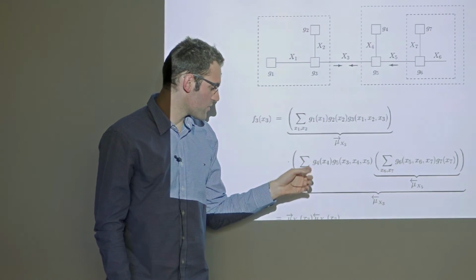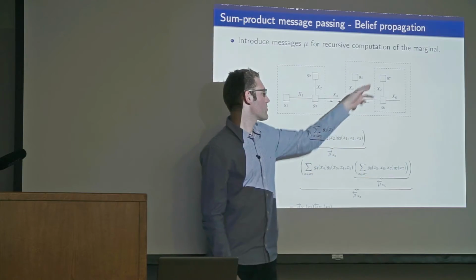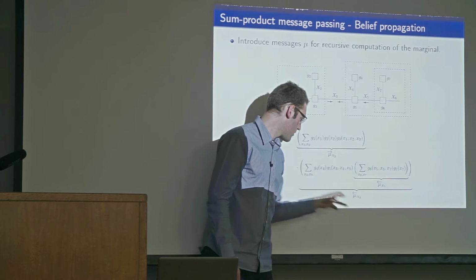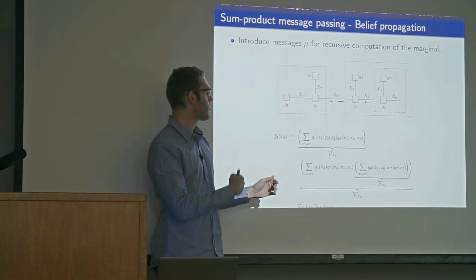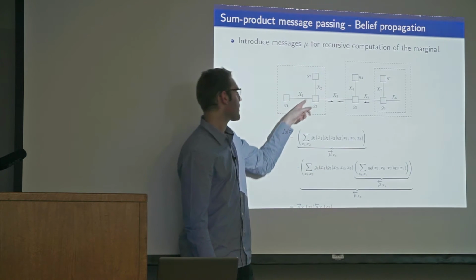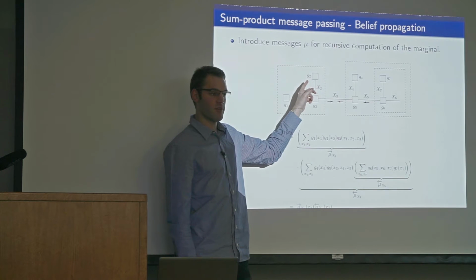Here we sum over the internal variables x4, x5. So we close this box, and we get message mu3 backwards. And here we get message mu3 forward by closing this box.